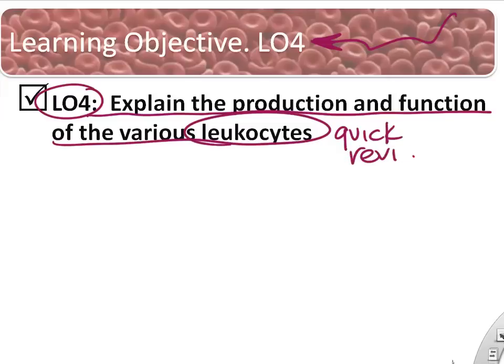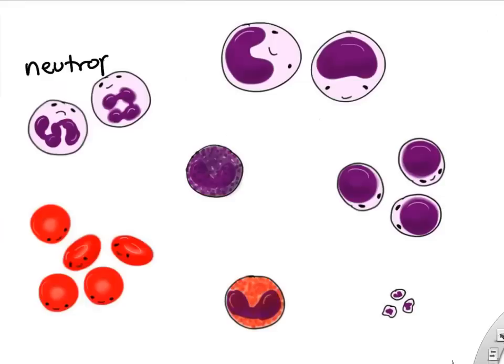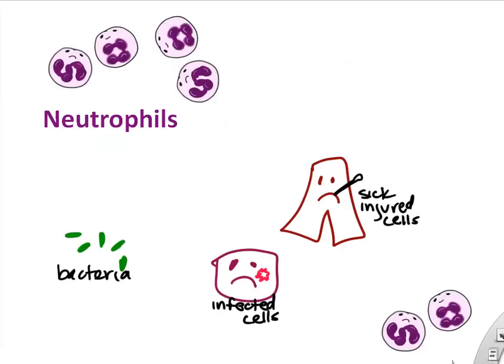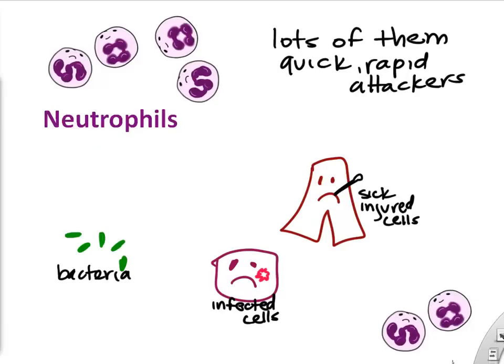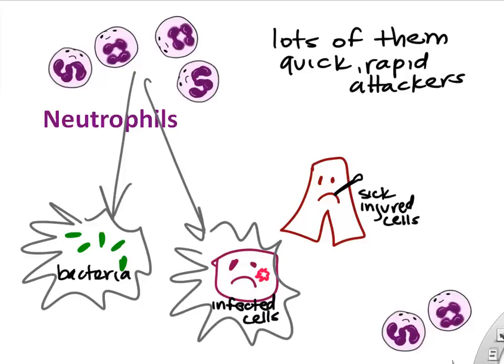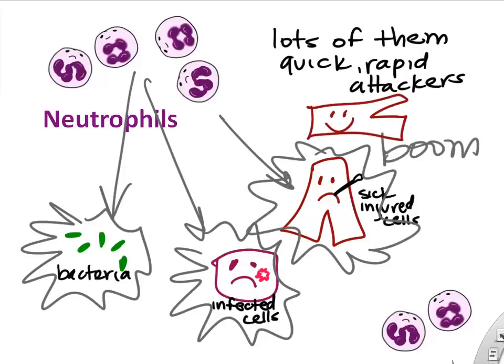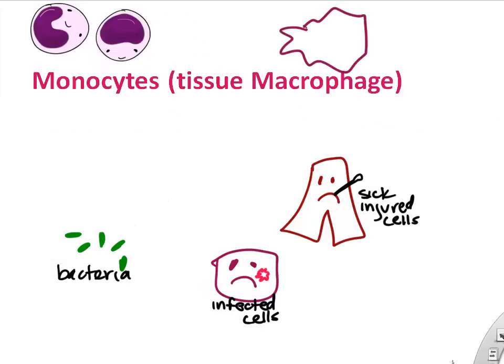Okay, let's quickly review a little bit about our white blood cells. Those are our defense cells, and again we said we had the certain varieties. We have neutrophils, monocytes, lymphocytes, eosinophils, and basophils. So these are our different types of leukocytes. Neutrophils are probably one of our quickest and most rapid attackers. So they can attack bacteria, infected cells, sick or damaged cells, and cause lots of death and destruction. So much so that sometimes they'll kill some of your healthy cells. So neutrophils are very powerful.